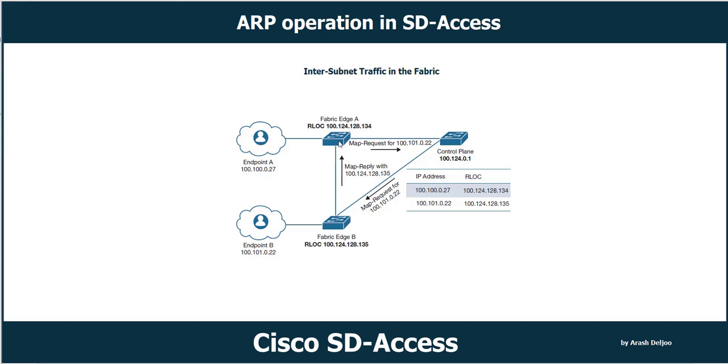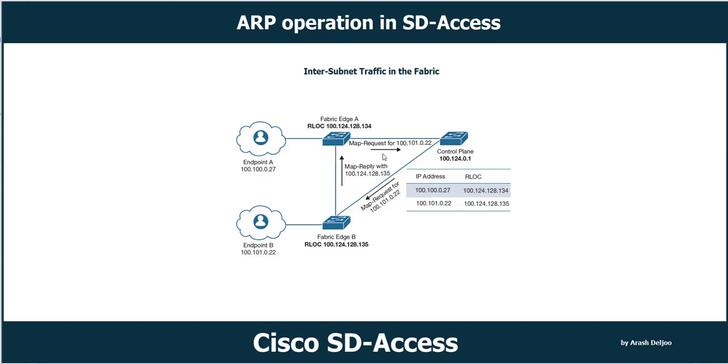Fabric edge A queries the fabric control plane for the location of the IP address of the destination endpoint B, as you can see, map request, and the fabric control plane performs a lookup and forwards the message to endpoint B, meaning to the fabric edge of endpoint B, and then fabric edge B responds to fabric edge A with its RLOC address.